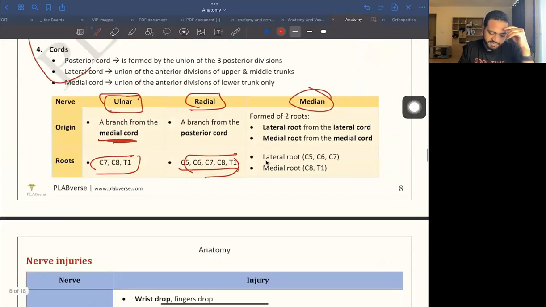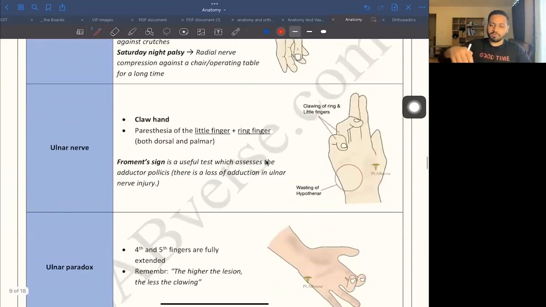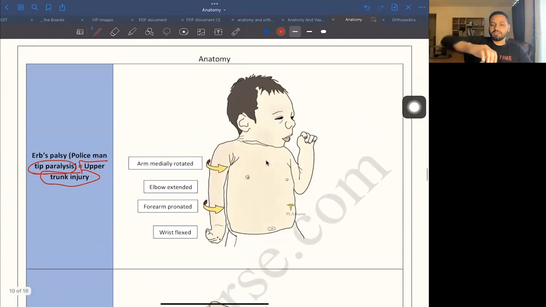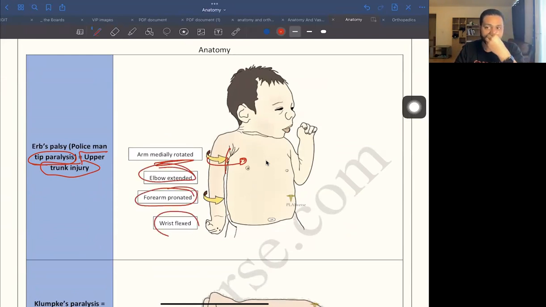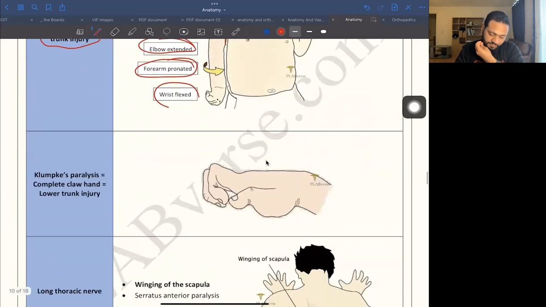So you will basically have sort of wrist drop, your hand will be just rotated like that in this image. And so basically it is abducted and internally rotated by the dominating power of the lower and middle trunk. So the arm is medially rotated, the elbow is extended, and the forearm is pronated, and the wrist is flexed. So it's basically a wrist drop. So this is called Erb's paralysis.